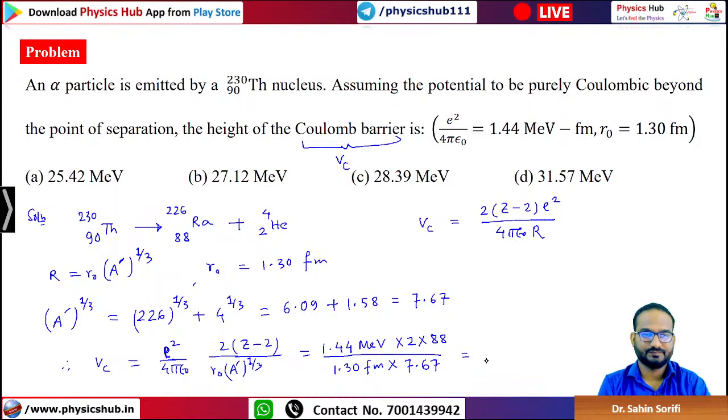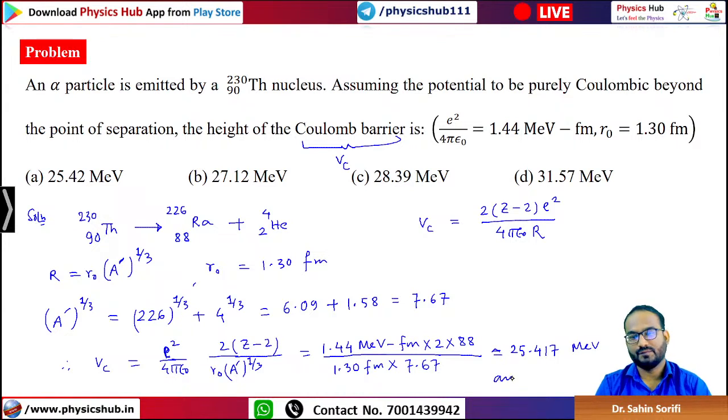So let us calculate. MeV femtometer is also there. I missed the minus sign for a moment. So whatever result you get, Ajay, you are getting option A. Let's see if you get option A. 25.4177. So this is matching with option A.